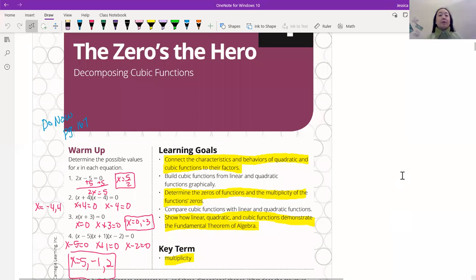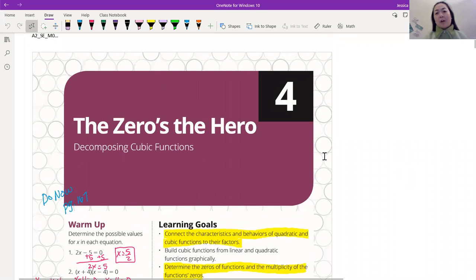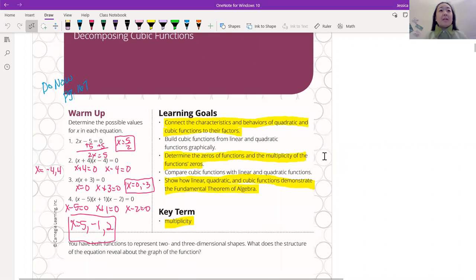Hi everyone. So we are doing the first lesson in this unit. The zero's the hero. Technically it's the fourth lesson, but it's our first lesson. All right. And if you take a look at this on our left was our do now. So do that now if you did not, who are not in class.